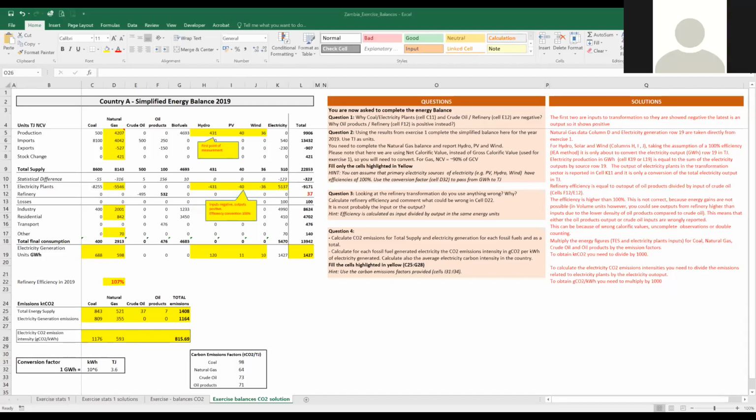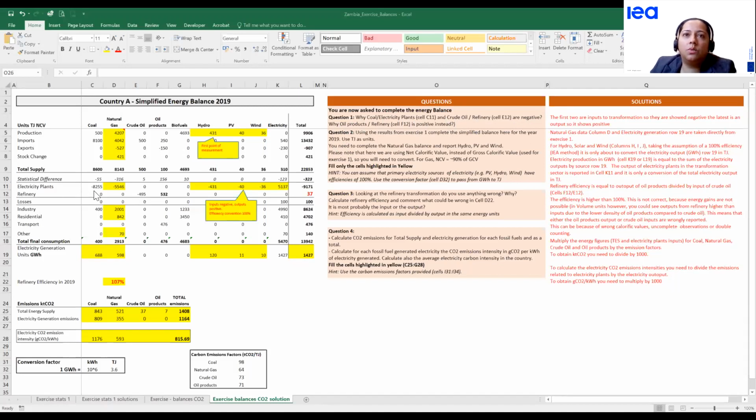So I think you see the Excel sheet for the exercises. I hope you have had the time to practice this exercise. So I will just go with the solutions now. Here you are presented with an incomplete energy balance, and you had to fill the highlighted yellow cells. The first question was, why are coal in electricity plants and crude oil in refineries negative, and why are oil products from refineries positive?